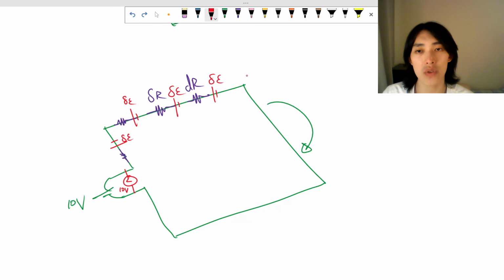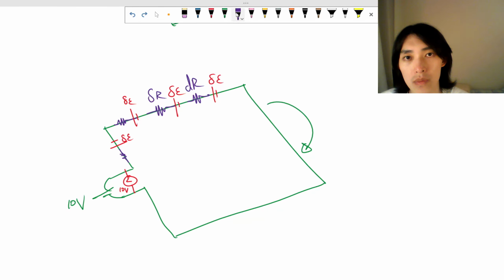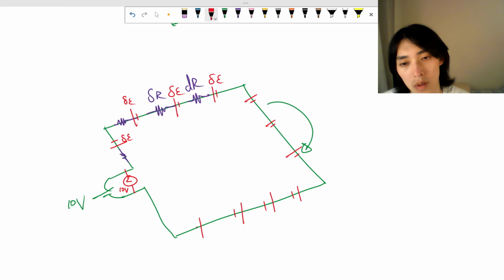Okay, so what that means is that if I was to grab, actually let me draw a few more. Let me draw a few more resistors.